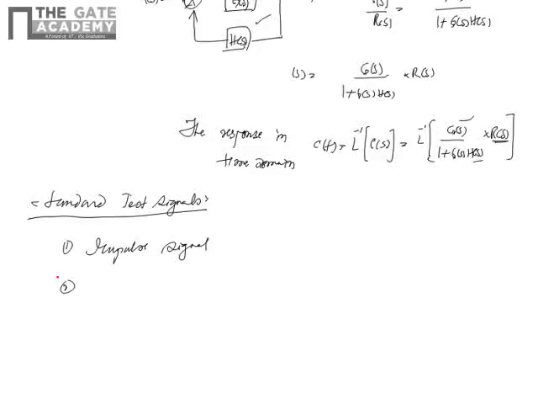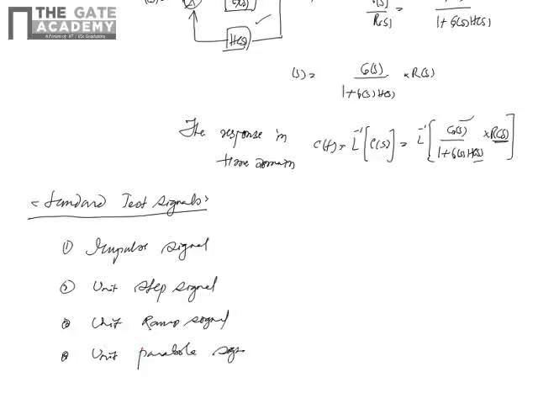Number two, unit step signal. Number three, a unit ramp signal. Number four, unit parabola signal. So these are the various standard test signals. We can predict the response of the system with the knowledge of the input signal.